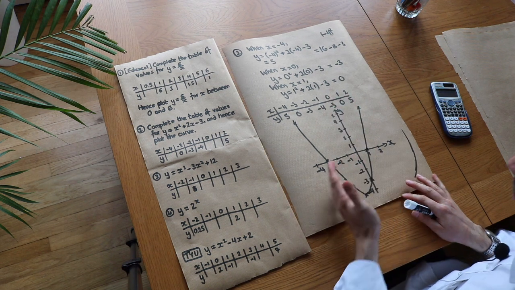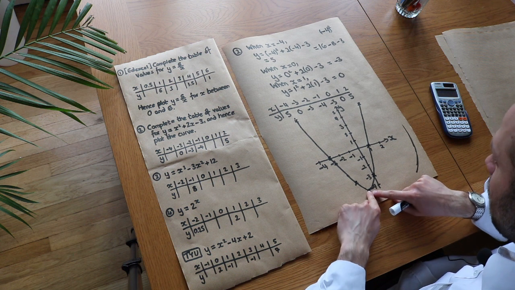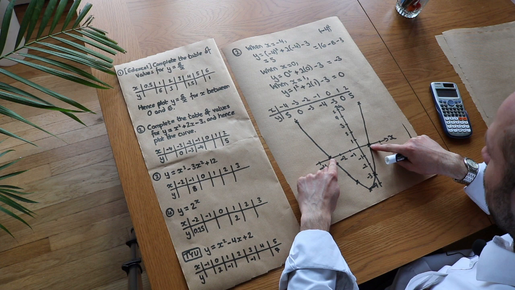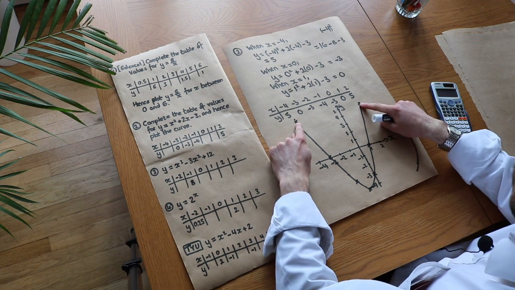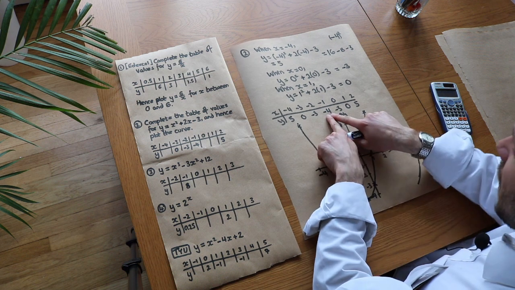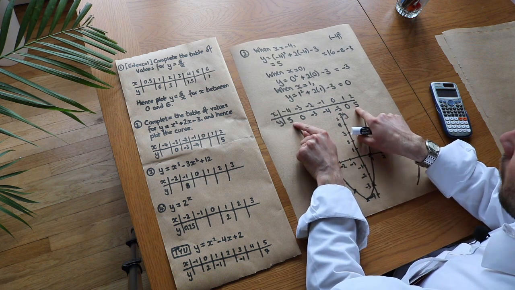And because it's symmetrical, the y values will also be symmetrical. So we've got a y value of minus 4 here, and then either side we've got a y value of minus 3, here we've got a y value of 0, and here we've got a y value of 5. So you can see in the table of y values here, it's symmetrical about that minus 4. We've got minus 3, we've got 0, and then we've got 5.